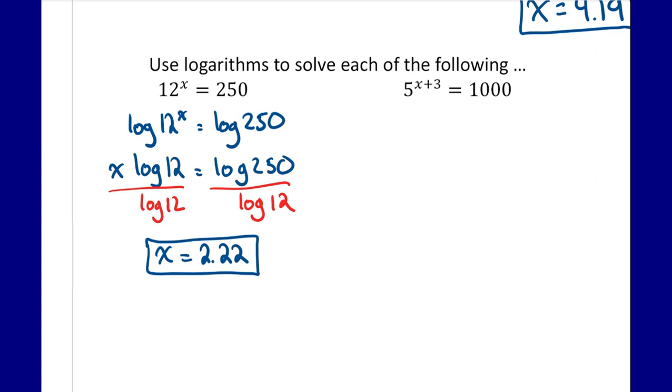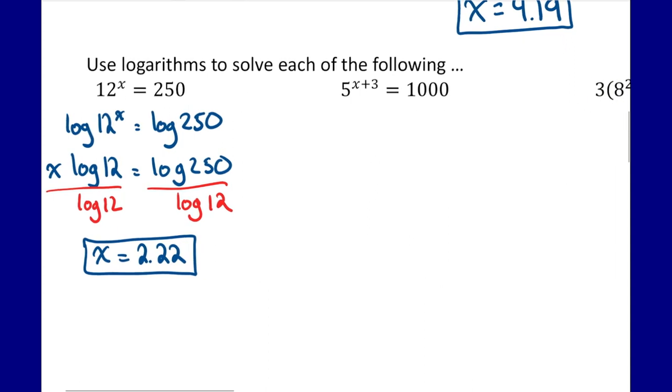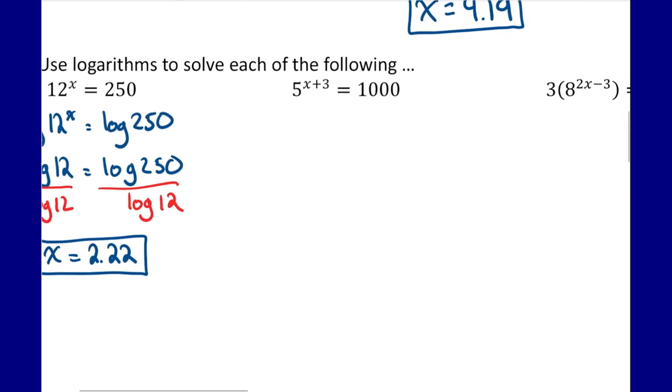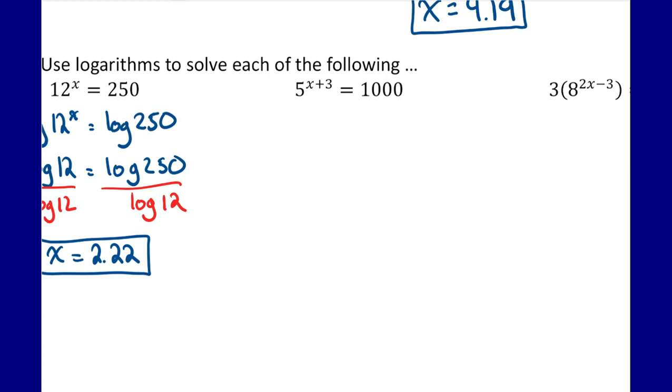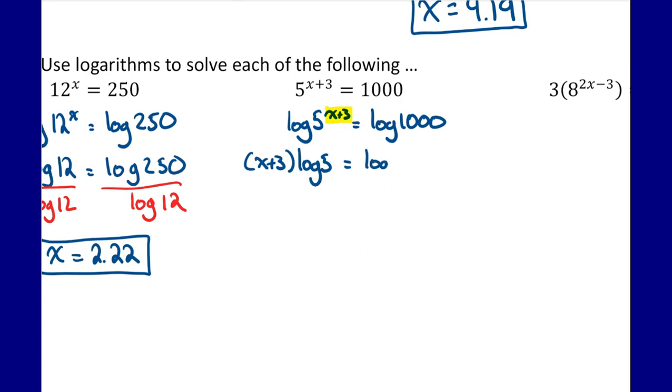Even if we have a difficult exponent like x plus 3 instead of just x, we can still do the same thing. The same thing still applies. So I'm going to take the log of both sides. So log 5 to the power of x plus 3 equals log of 1,000. So this entire exponent, this x plus 3, is coming down in front based off of the exponent rule. So it's x plus 3, because that's the entire exponent, times log 5 is equal to log 1,000.